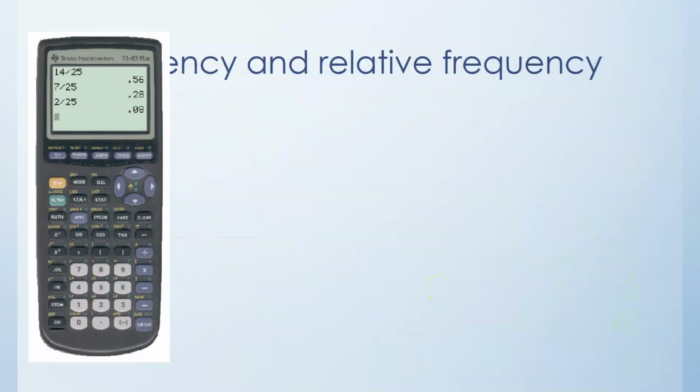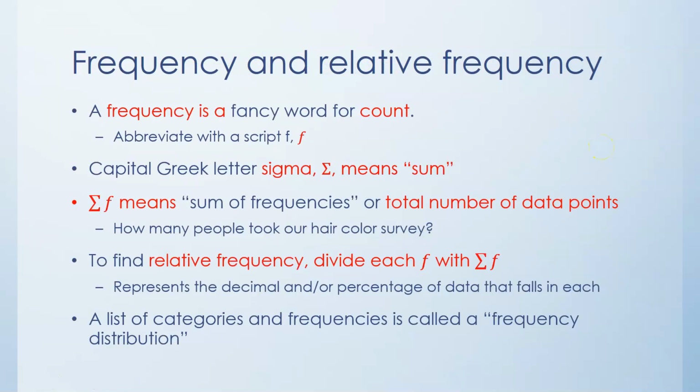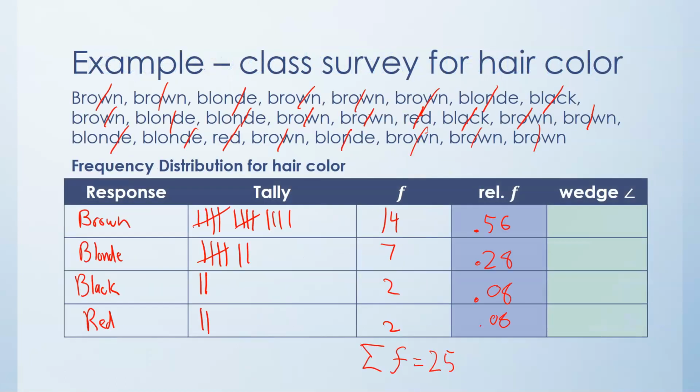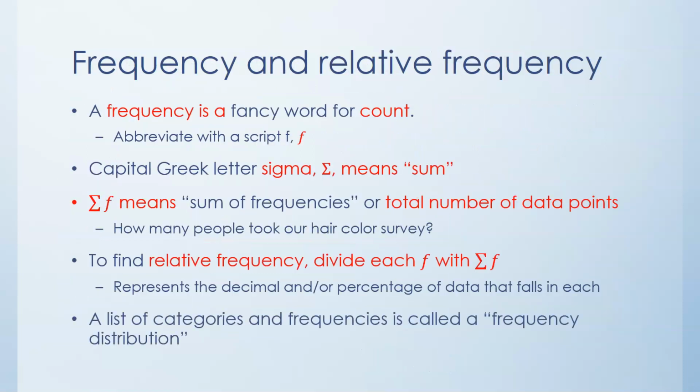Okay, let's move on. Now, what we've just created is what we call a frequency distribution. It tells us my categories, and it tells us the distribution of my data between those categories, either as a literal count or as a percentage, a relative frequency. This is a common way that data, especially categorical data, is organized and presented.